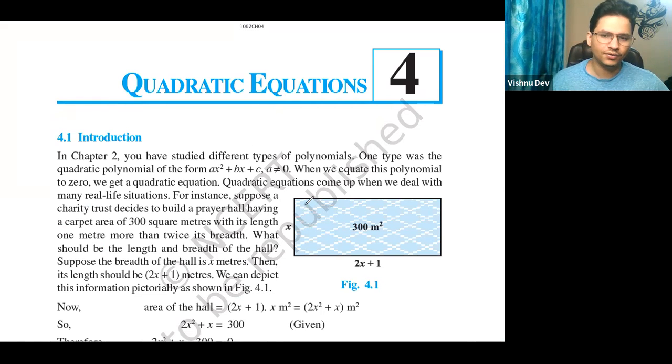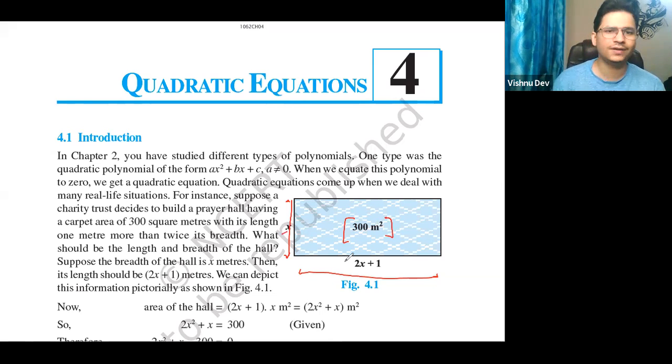Suppose you have a room, right? Whose length is 2x plus 1. The length is 1 meter more than twice the breadth, and the breadth is not known, but the area of your carpet is 300 meter square. You are asked to find what is the length and breadth.